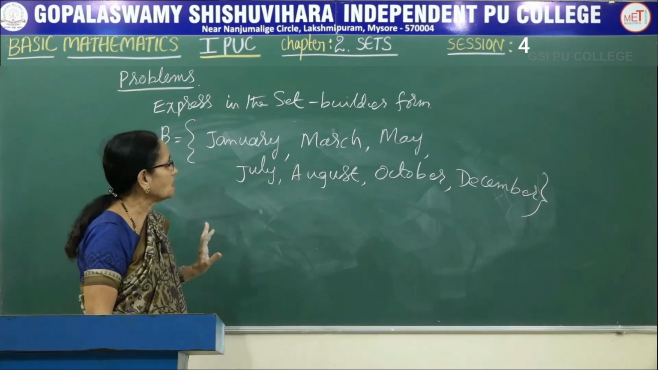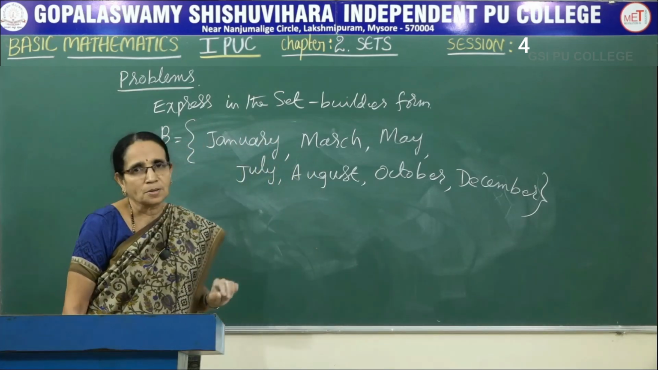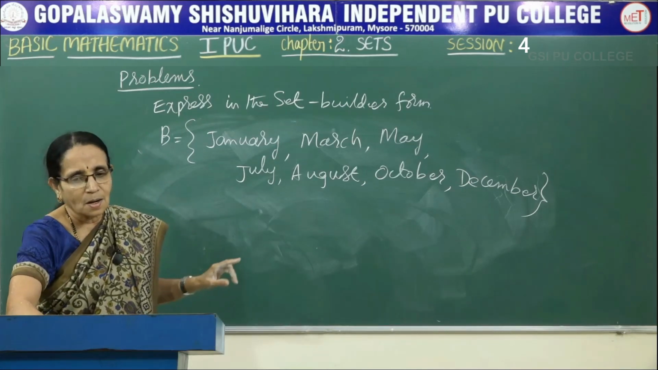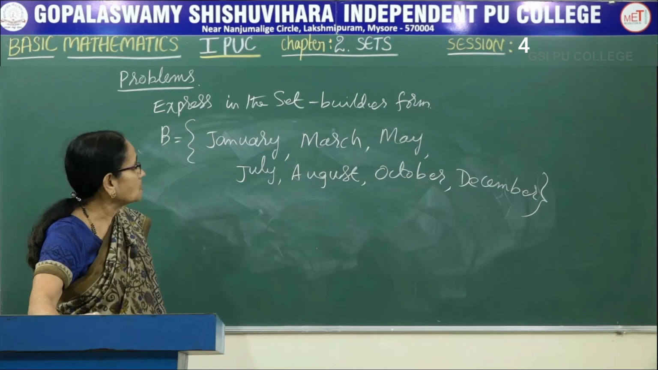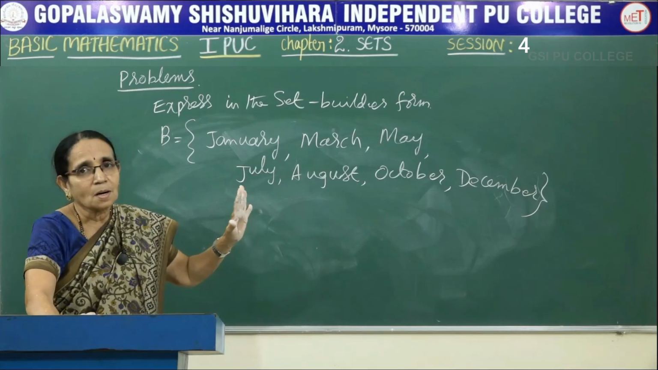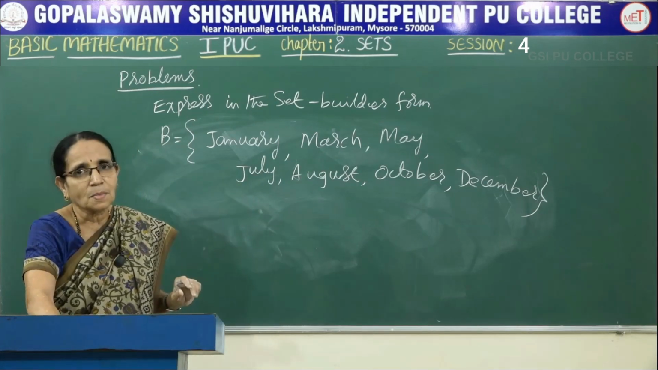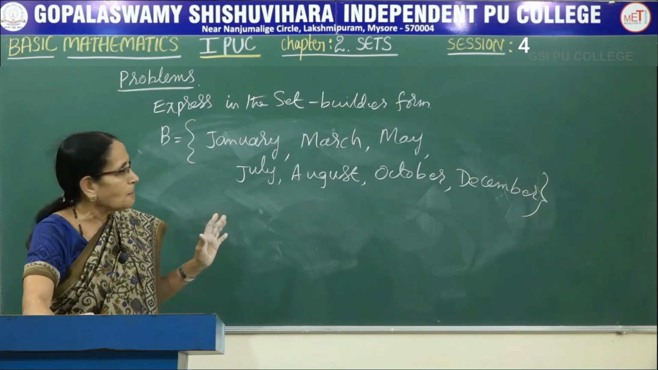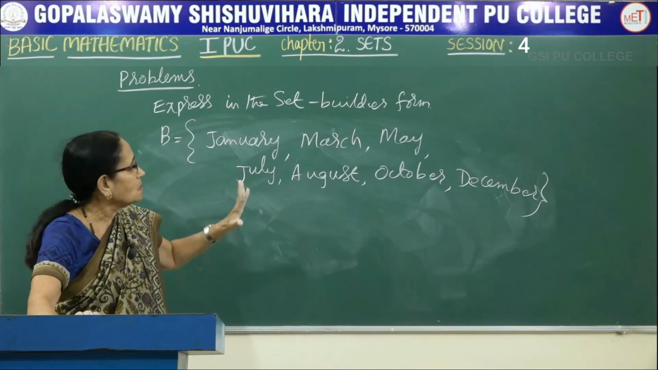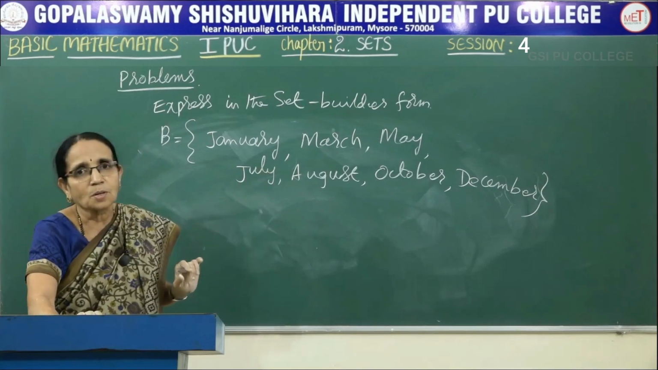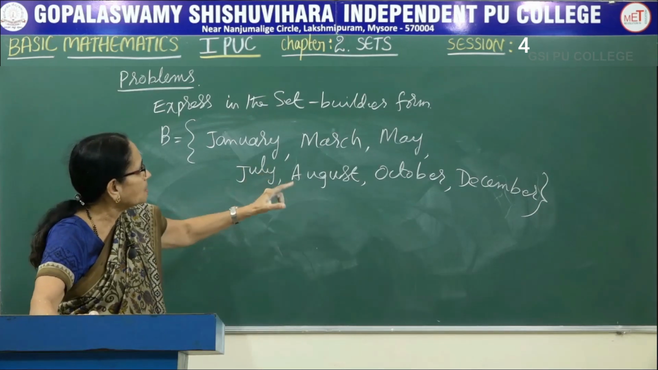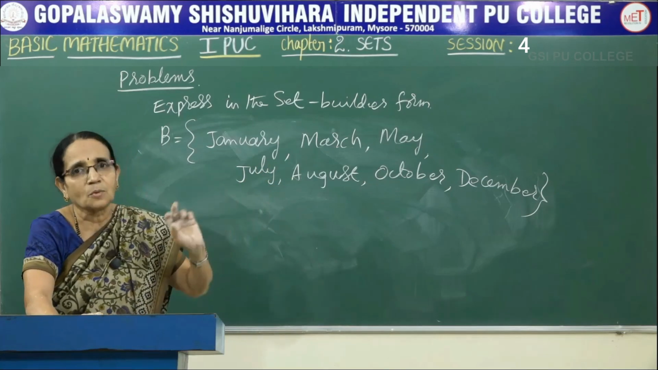January, March, May, July, August, October, December. Now, you just observe, these are nothing but the months of a year, isn't it? And there are 12 months in a year, and these are all months of a year. But what is the speciality about this one? You observe that all these months have 31 days.